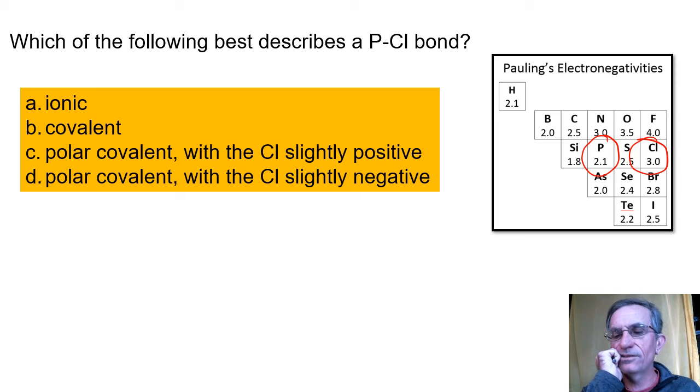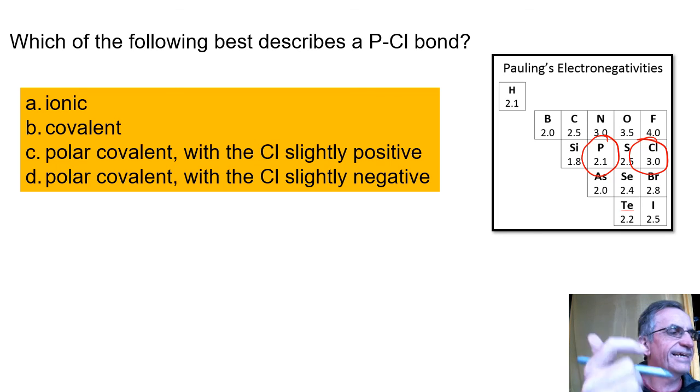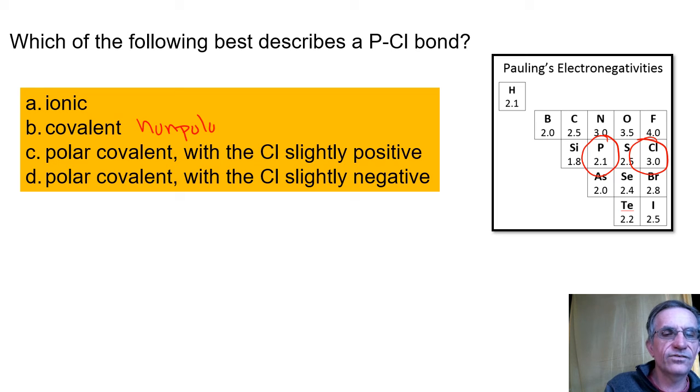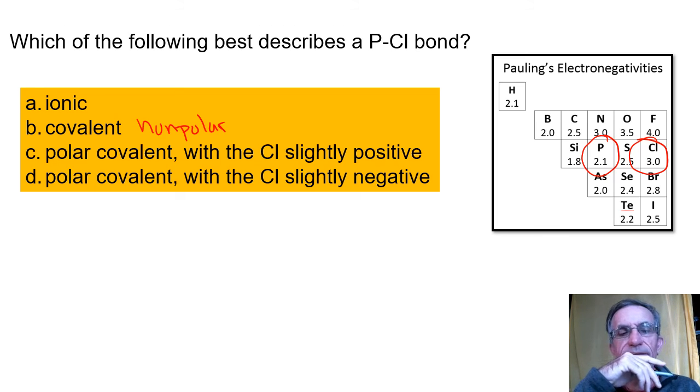And I ask you, what kind of bond is that going to be? So think about it for a minute. It could be ionic or covalent. Again, to be a little more specific, non-polar covalent is what I meant by that. Or it could be polar with the chlorine with a bit of a positive charge, or it could be polar with the chlorine with a little bit of a negative charge. Which one of those options sounds right? All right, well, let's figure it out.